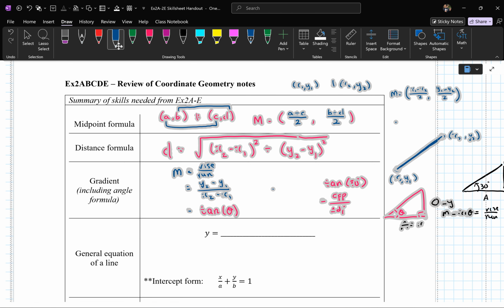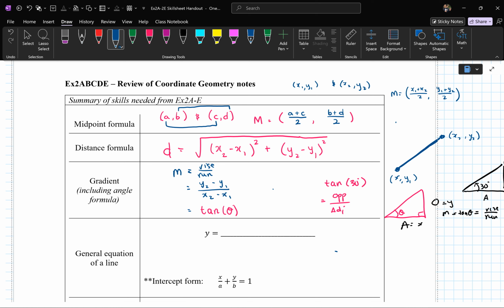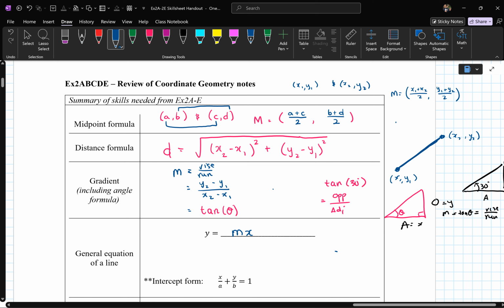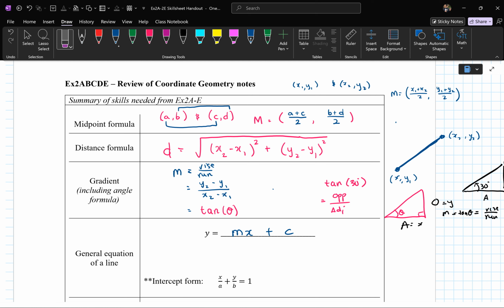Now, general equation of a line. What is it again? y equals mx plus c. Write that in.